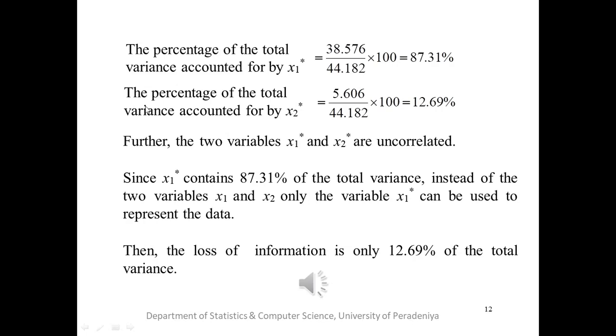The percentage of the total variance accounted for by x1 star is 87.31%, and the percentage of the total variance accounted for by x2 star is 12.69%. The two new variables x1 star and x2 star are now uncorrelated. Since x1 star contains 87.31% of the total variance, instead of the two original variables x1 and x2, only the variable x1 star can be used to represent the data. Then, the loss of information is only 12.69% of the total variance.